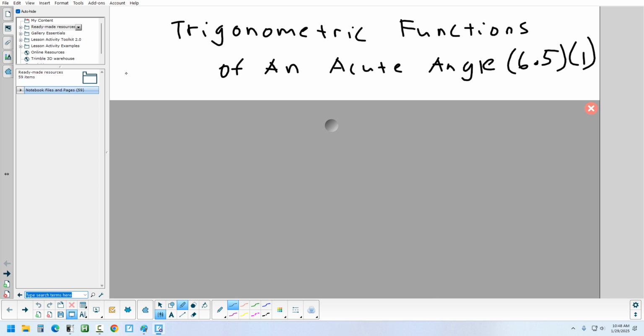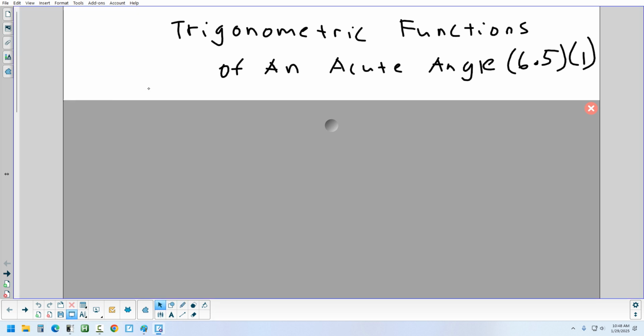All right, so the last section we are going to take a look at this week is 6.5. And 6.5 is basically what we call right triangle trig. Working with an acute angle in a triangle in order to figure out different things about the triangle. Sometimes we're going to look for sides, sometimes we're going to look for angles.